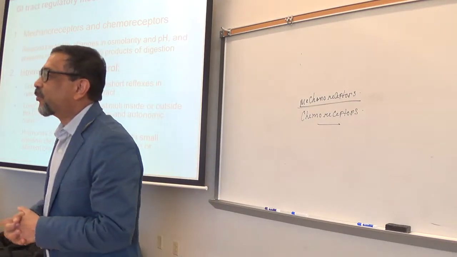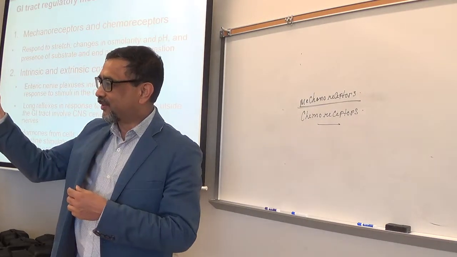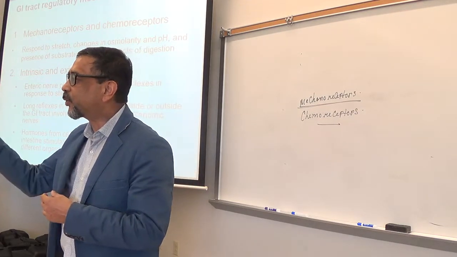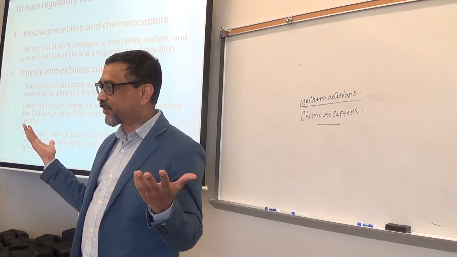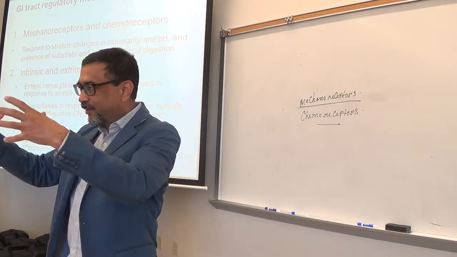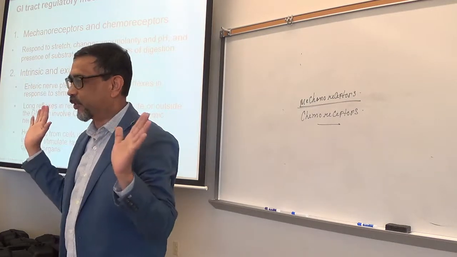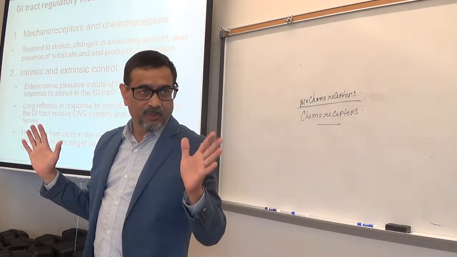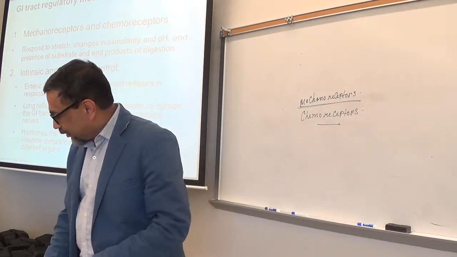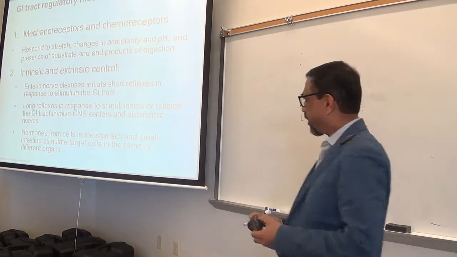Also, the food molecules, when food enters into the stomach, food molecules are chemicals, right? So chemicals, food molecules will activate which receptors? Chemoreceptors. Make sense? So you see, when you eat something, pressure on the wall will activate the mechanoreceptors, and the food molecules will activate the chemoreceptors. Okay? So those two receptors are activated. So both are there in the wall of the GI tract.